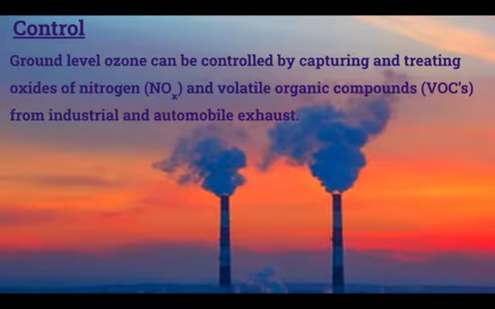Now, how to control ground level ozone? Ground level ozone can be controlled by capturing and treating oxides of nitrogen and volatile organic compounds from industrial and automobile exhaust. By capturing and treating them and converting them into less harmful products, ground level ozone can be controlled.